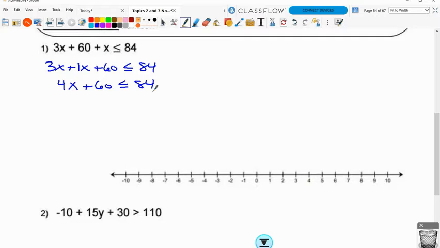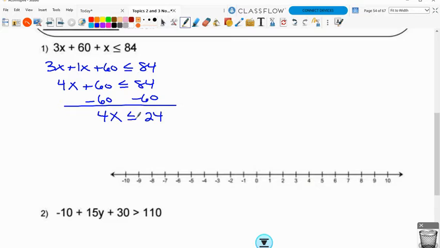The variable term is on the left. It's got a constant of positive 60 with it. So we're going to start by subtracting 60 from each side. On the left, 60 minus 60 is 0, leaving us with 4x. On the right, 84 minus 60 is 24. And we subtracted, which will preserve the symbol, so 4x is less than or equal to 24.